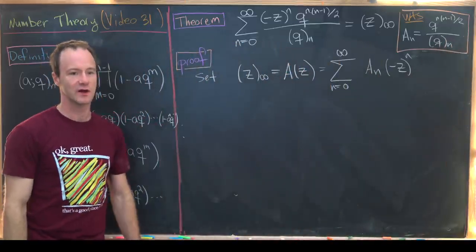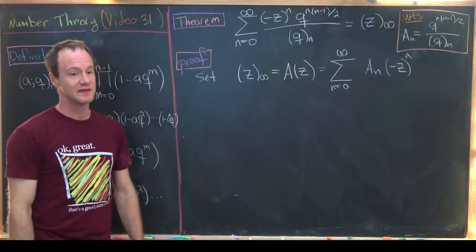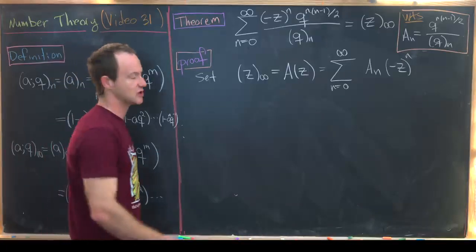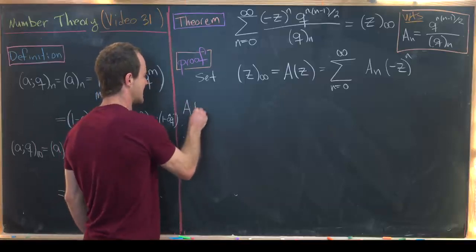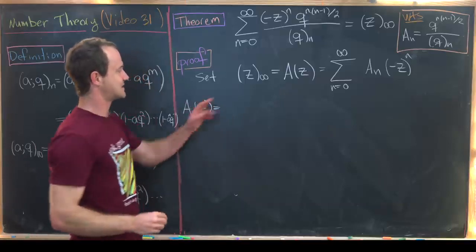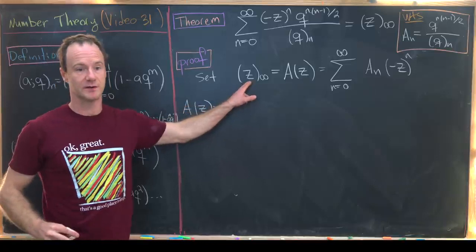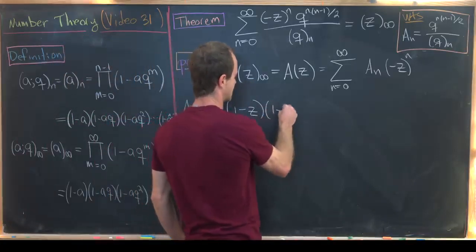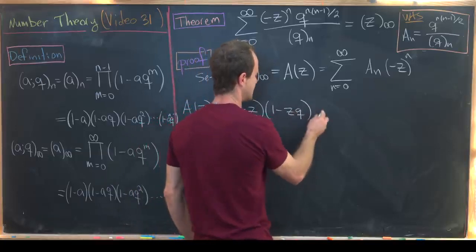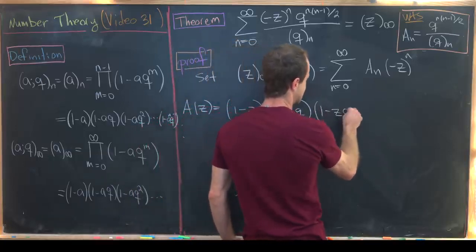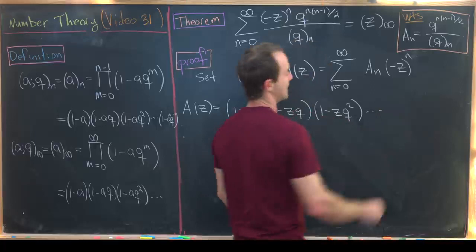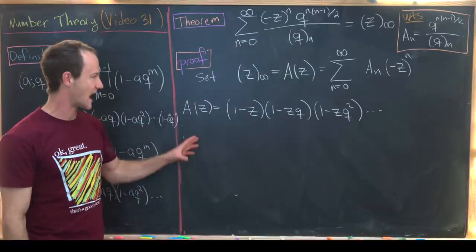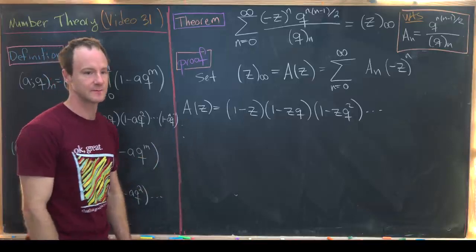Okay, so let's get going on this. And like I said, we're going to do the same kind of strategy that we did before. So let's start just by looking at A(z), but expand it out as a product here. So that is (1 minus z) times (1 minus zq) times (1 minus zq squared), and so on, an infinite product. This is just to get an idea for how we can put these things together.